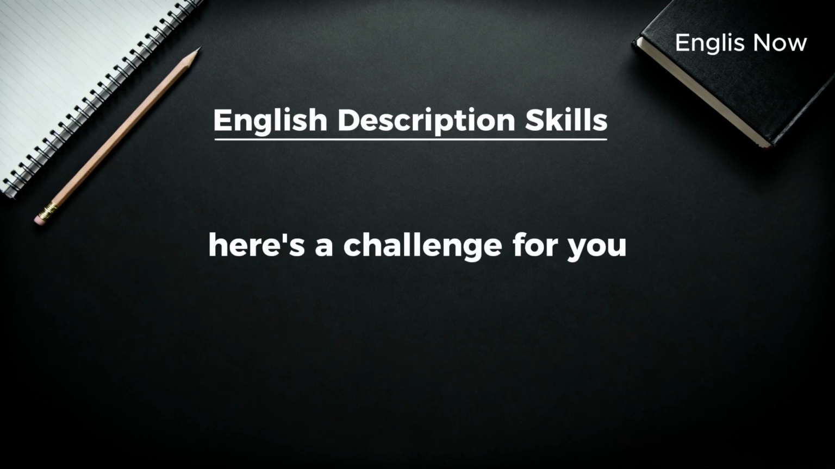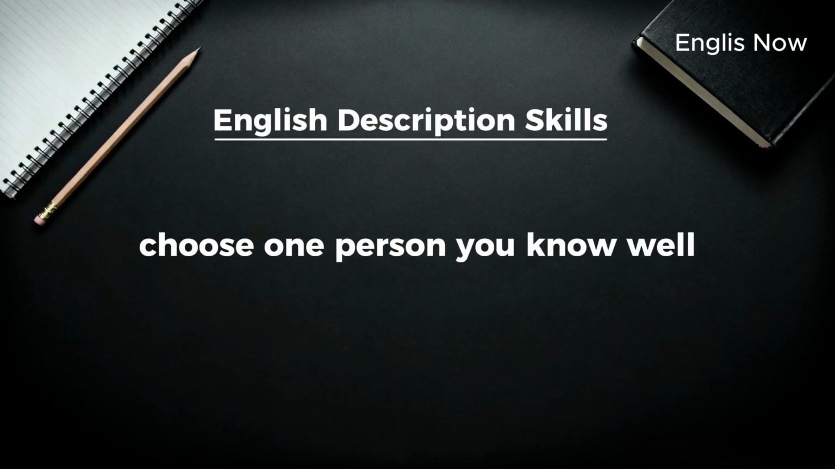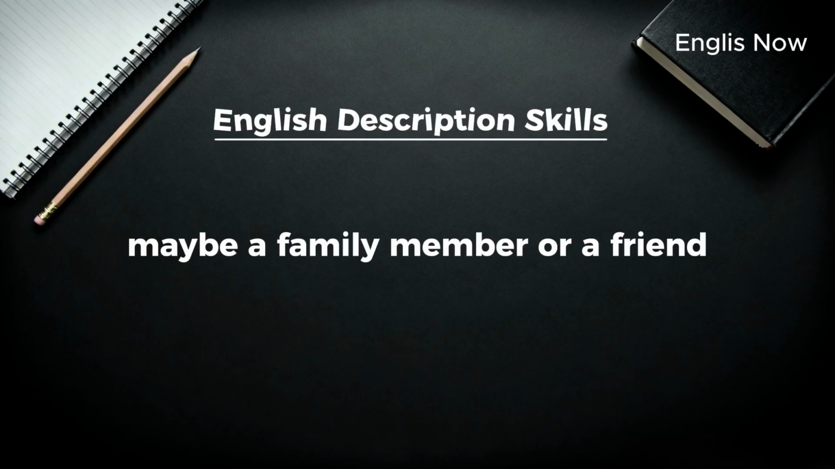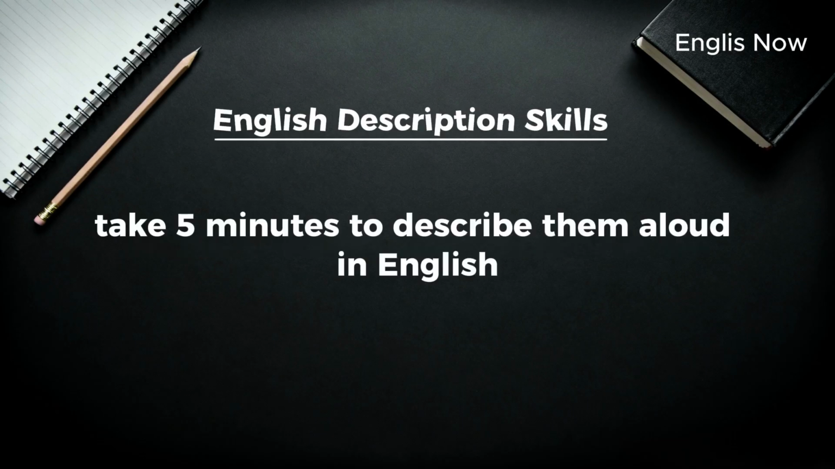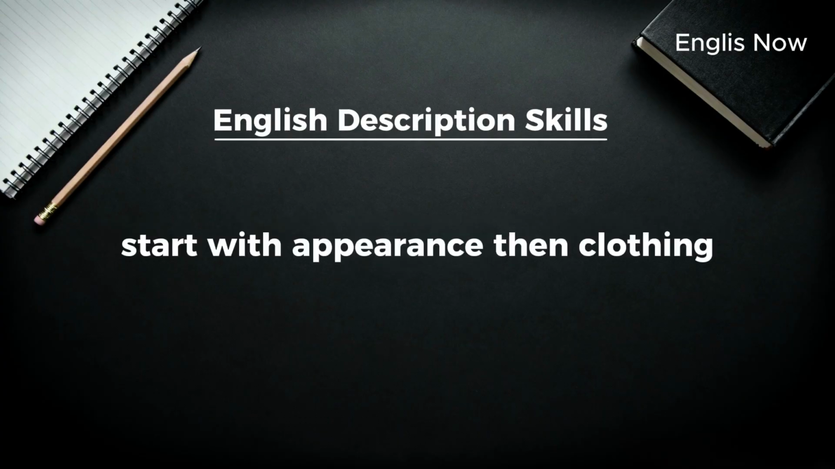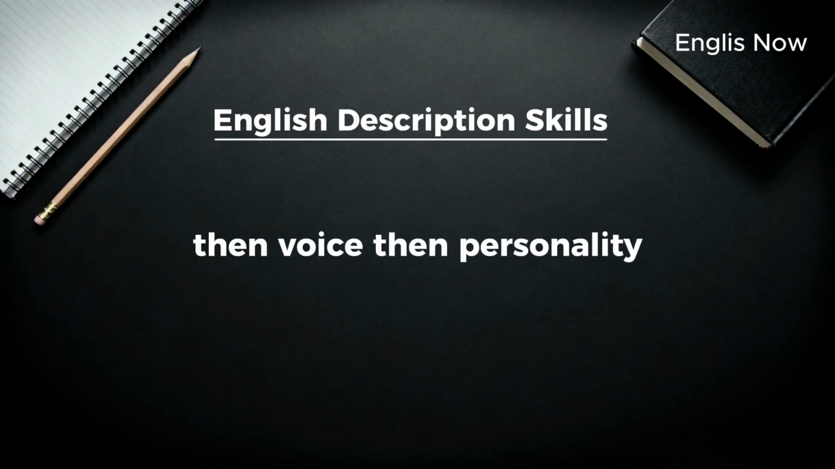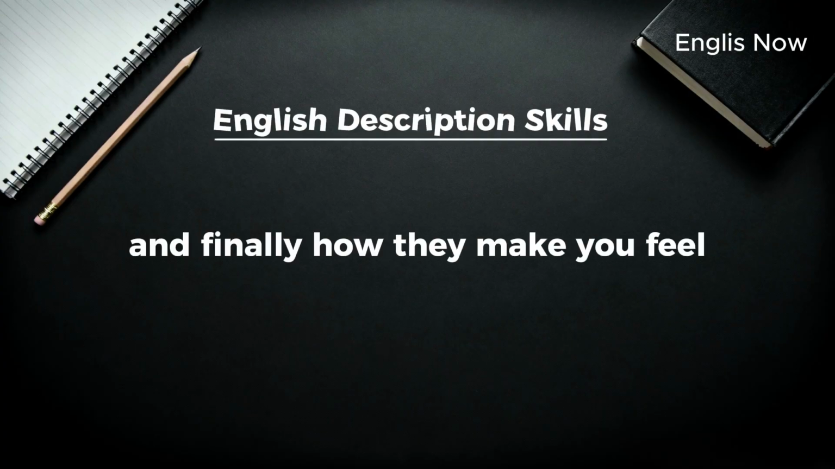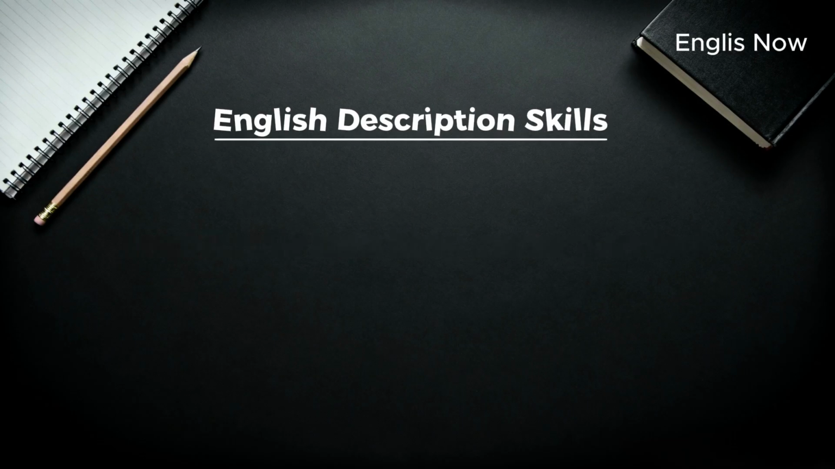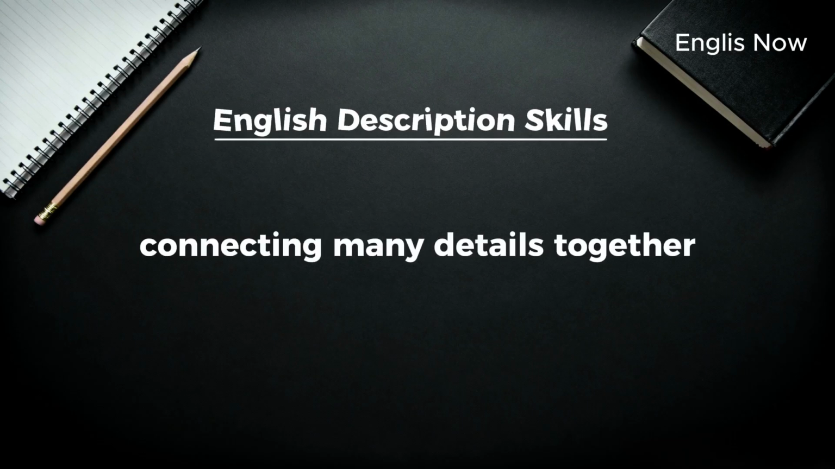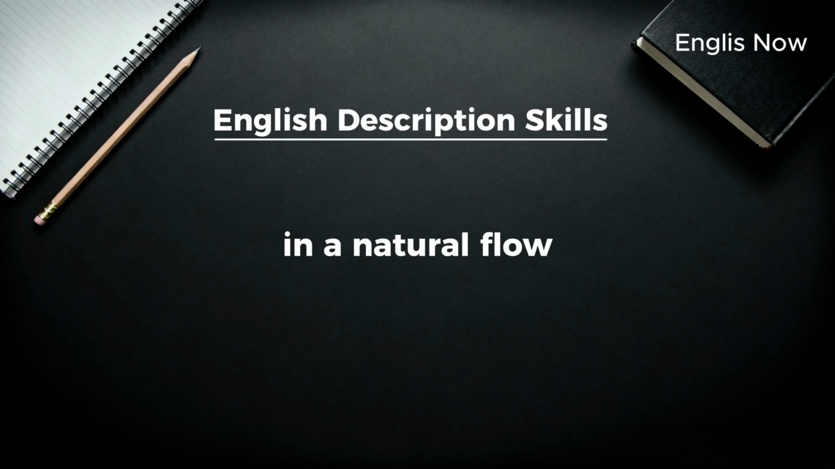Here's a challenge for you. Choose one person you know well, maybe a family member or a friend. Take 5 minutes to describe them aloud in English. Start with appearance, then clothing, then voice, then personality, and finally, how they make you feel. This will help you practice connecting many details together in a natural flow.